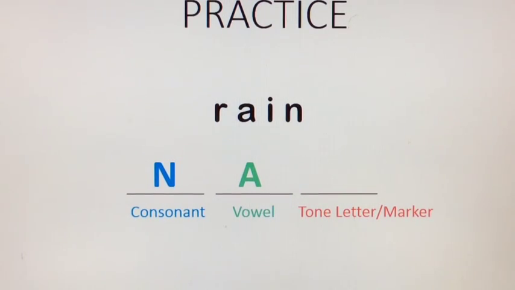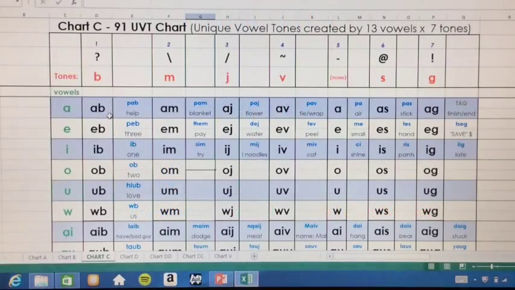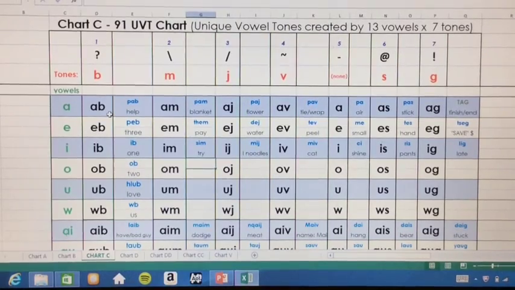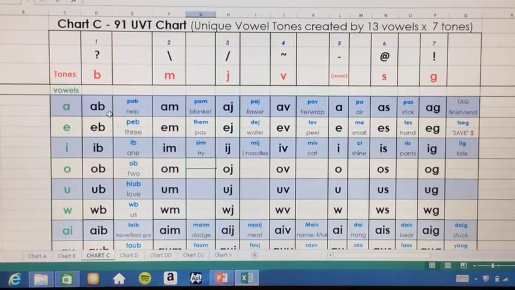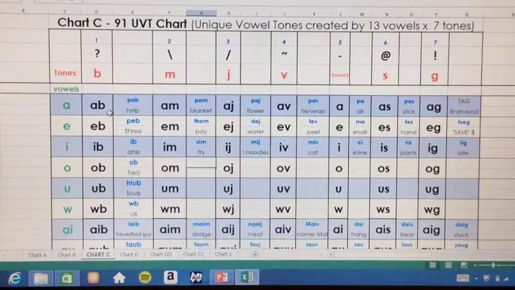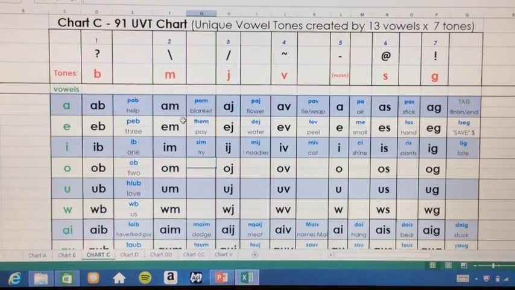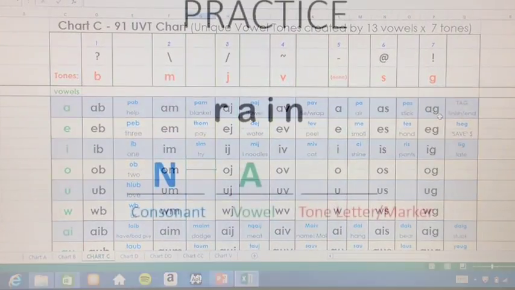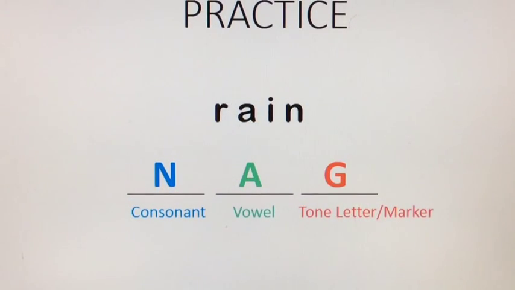So we're going to go back to chart C and sound out the consonant and vowel with each of the tone letters. Whenever I'm unsure of which tone letter to use, I always start from the very first tone. So pronouncing the consonant N and vowel A with tone letter B would be na, na, na. So our word na is tone letter G. Now you know how easy it is to write Hmong words.